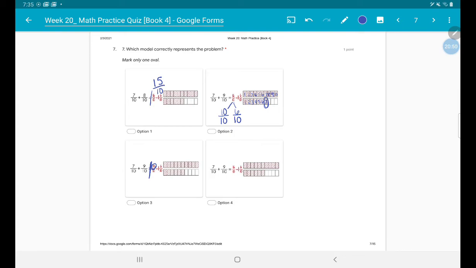So we need to make sure that our model is shaded correctly. 1, 2, 3, 4, 5, 6, 7, 8, 9, 10 tenths. There's one whole. And then 1, 2, 3, 4, 5, 6/10 in my second whole. So option 4 is the correct answer.